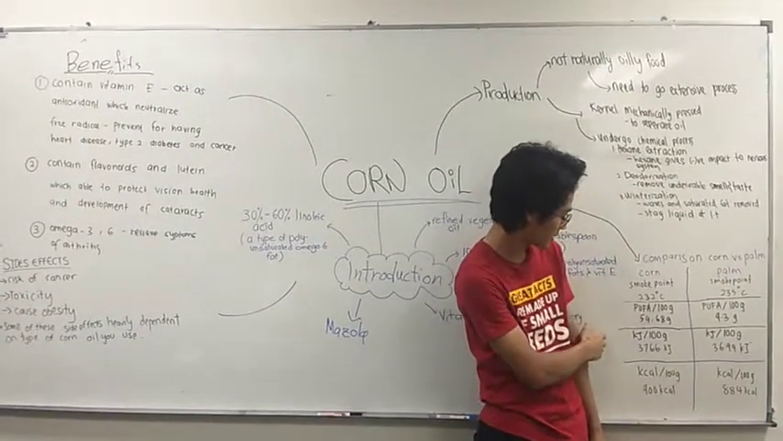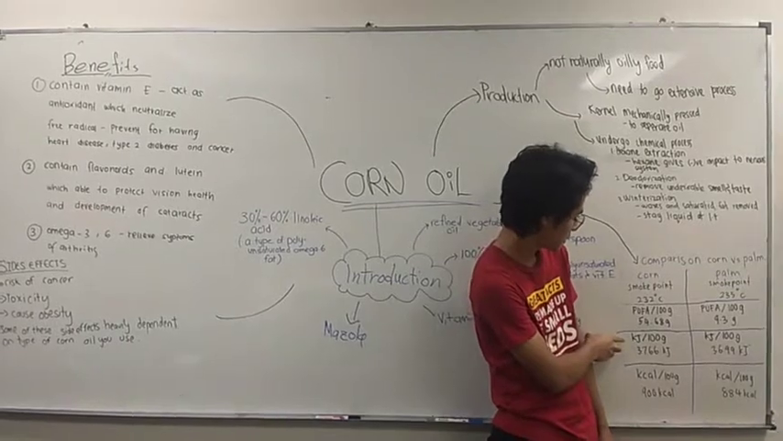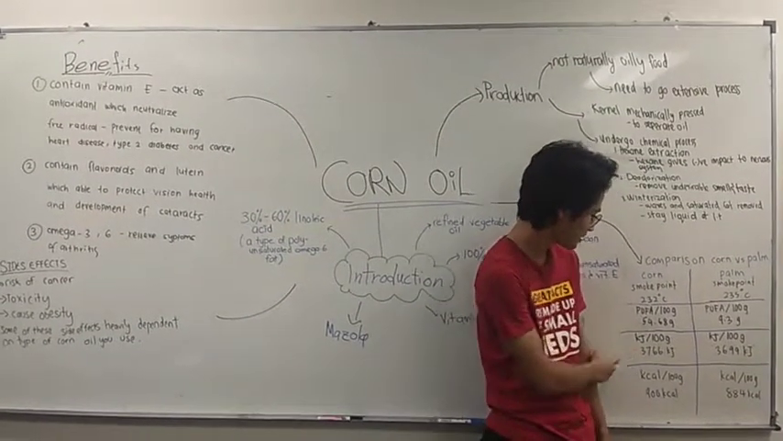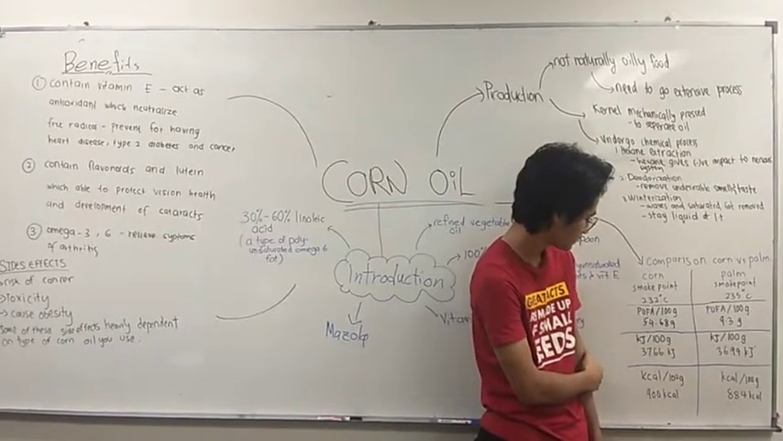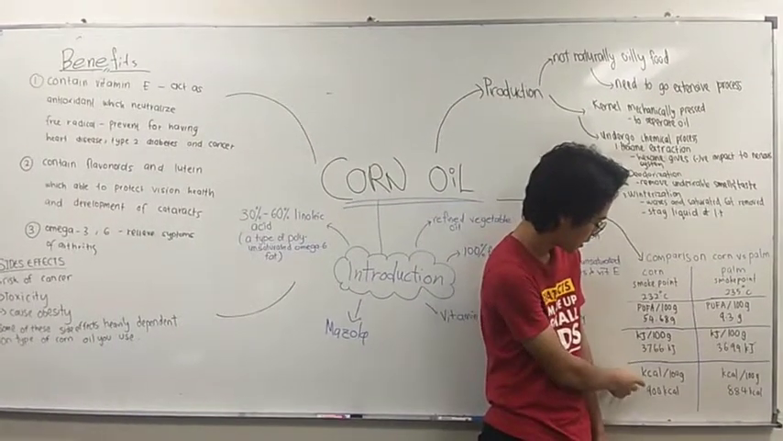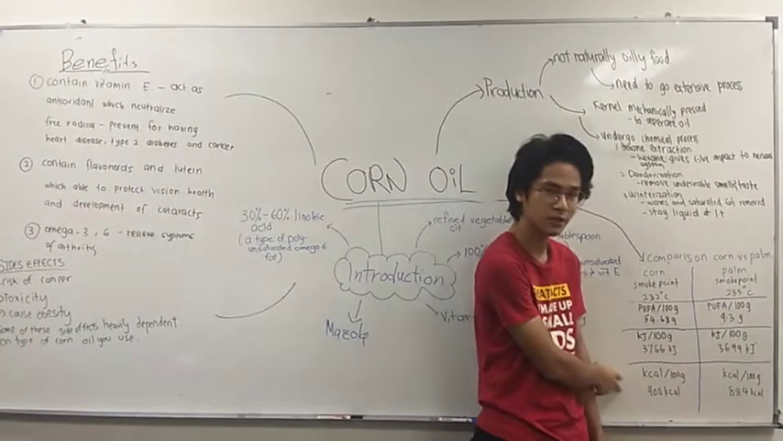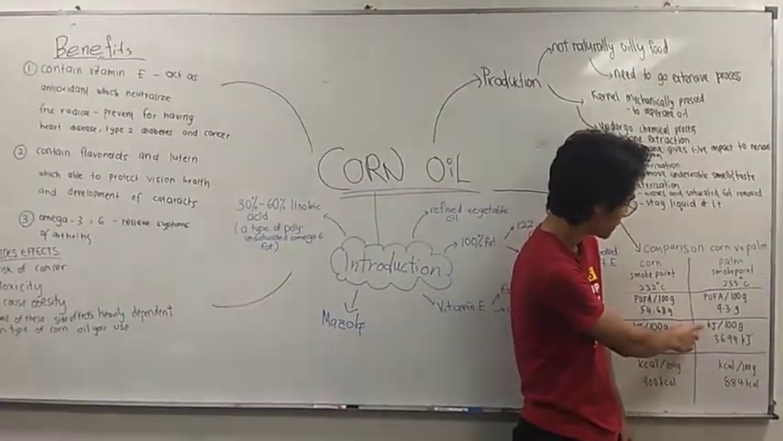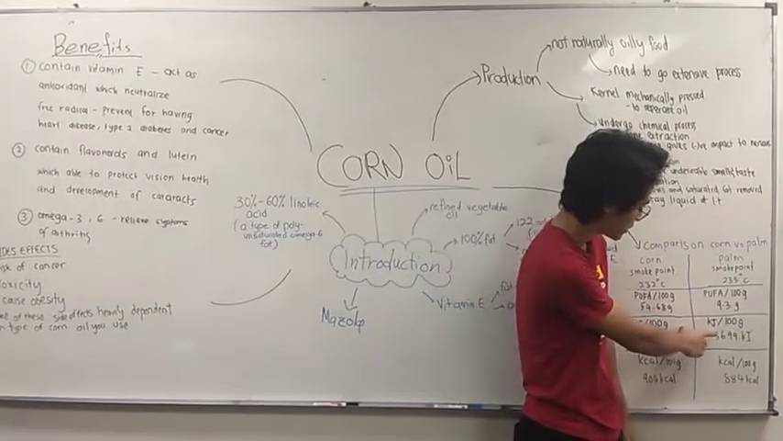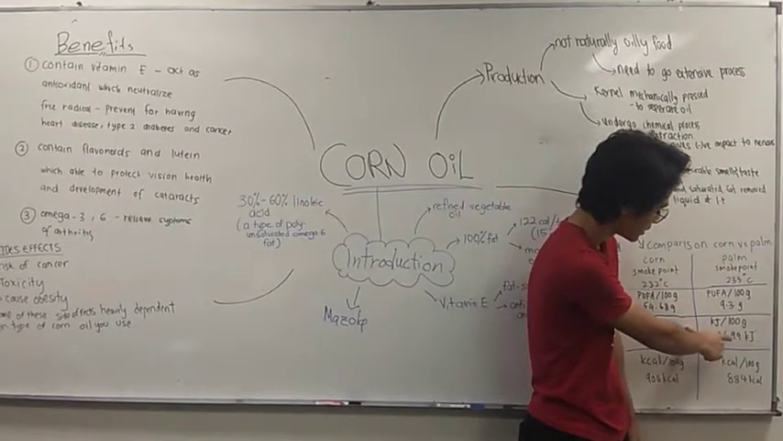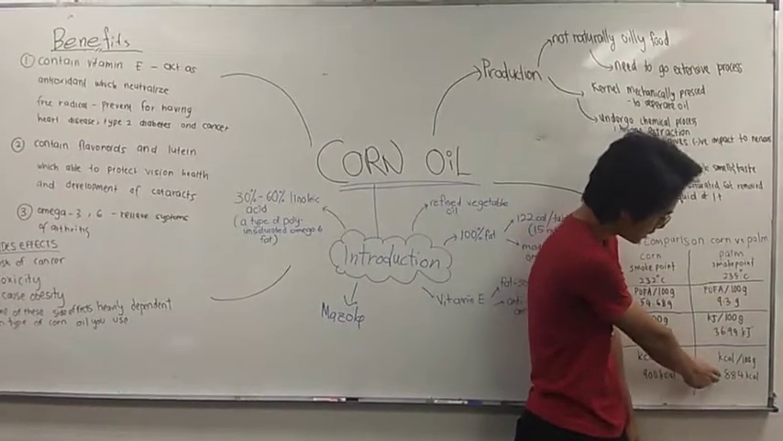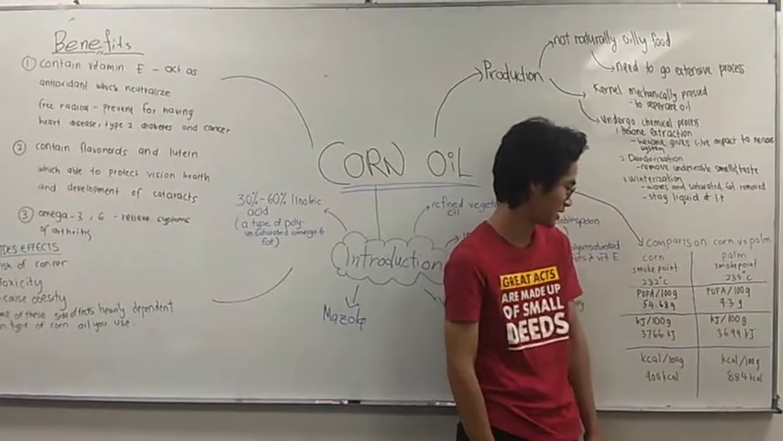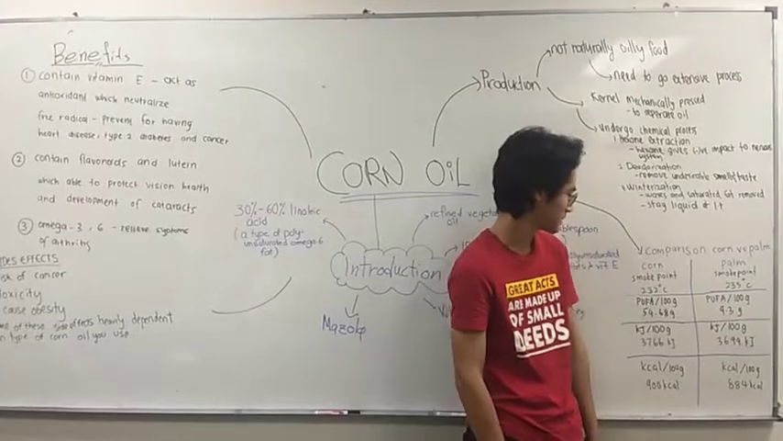So the next point is that corn oil contains 3,766 kilojoules of energy per 100 gram, equal to 900 kilocalories per 100 gram. Meanwhile, palm oil contains 3,699 kilojoules, equal to 884 kilocalories per 100 gram of oil.